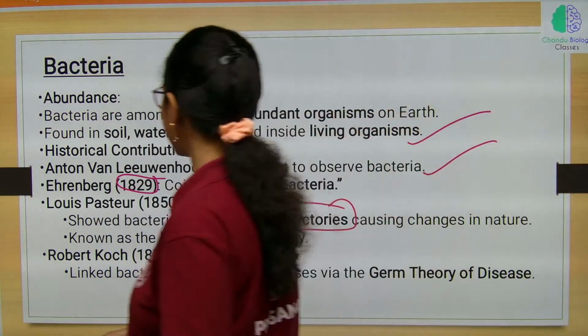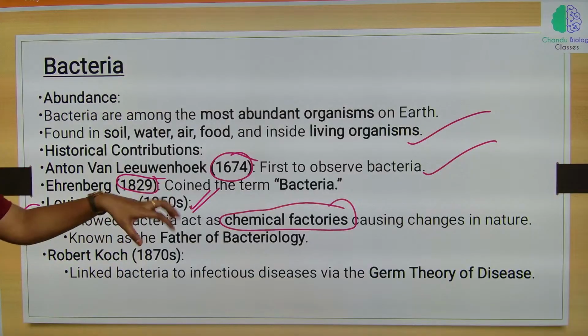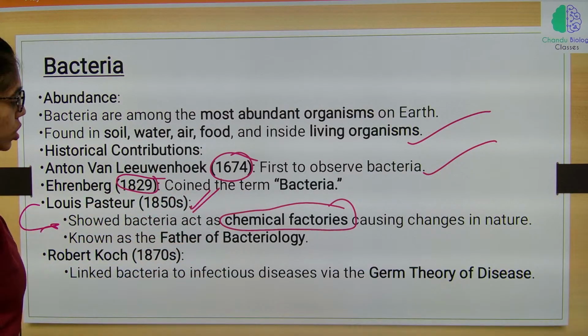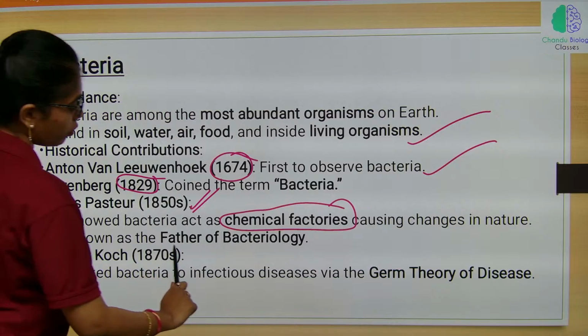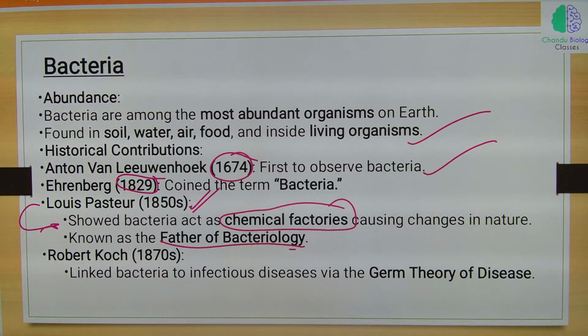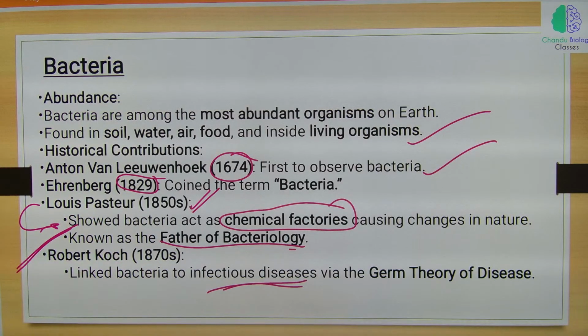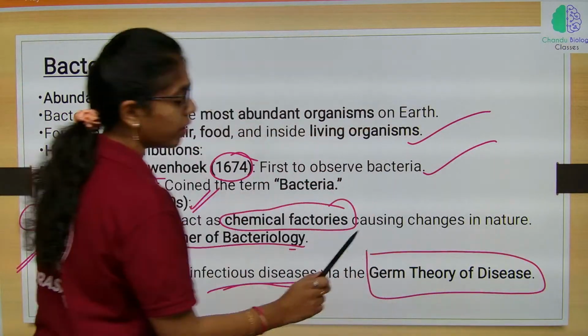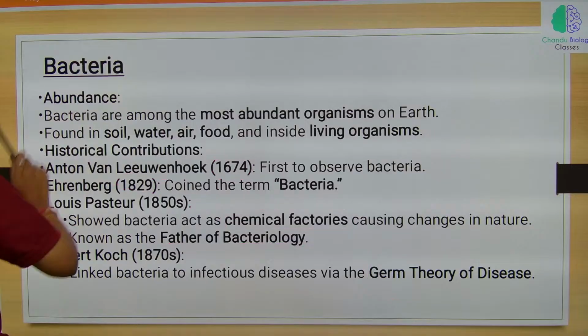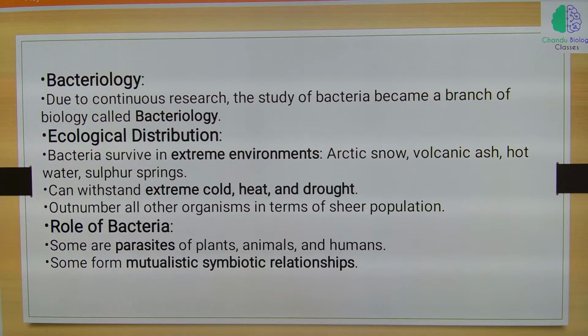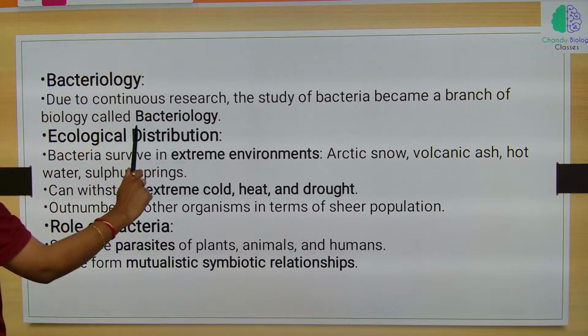Louis Pasteur has shown that bacteria act as chemical factories which cause changes in nature. He is known as the father of what? Bacteriology. Robert Koch in the 1870s linked bacteria to infectious diseases via the germ theory of disease. Due to continuous research, the study of bacteria became a branch of biology, that is bacteriology.